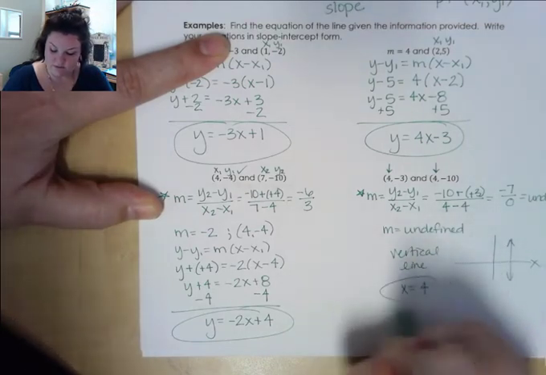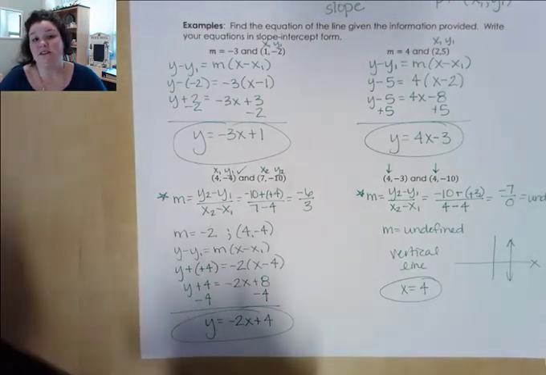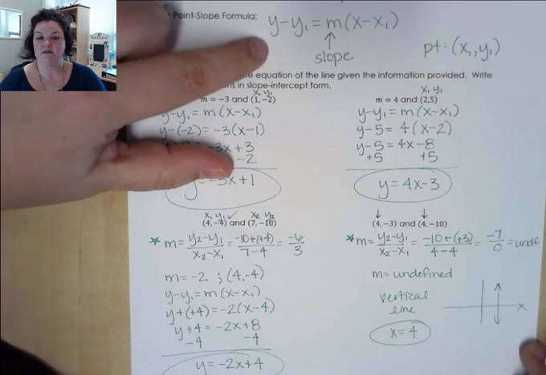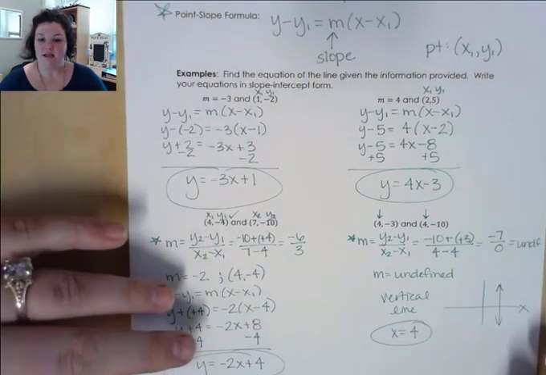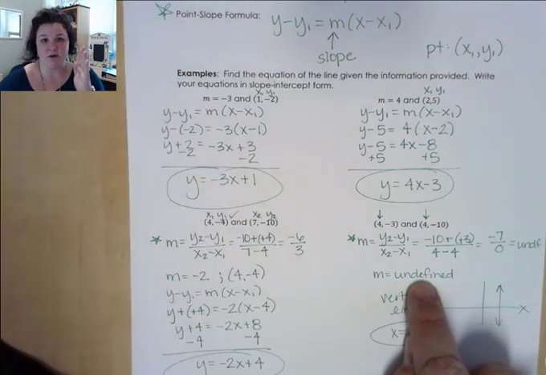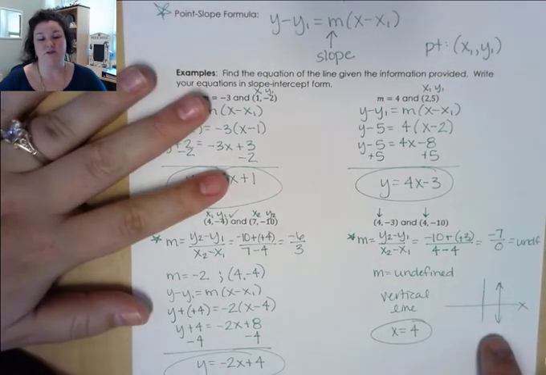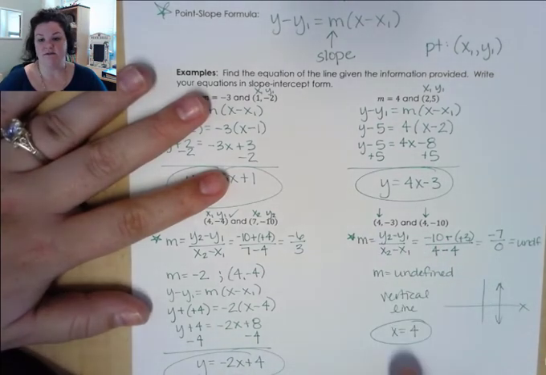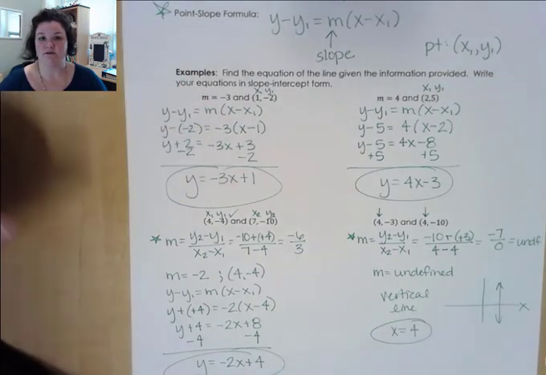x equals 4. So in this case, I didn't even need the point slope formula, right? I didn't need this formula up here because I knew that as soon as I saw an undefined slope, it had to be a vertical line. A vertical line goes through an x value, and the x value that these 2 points share is 4. So it has to be the line x equals 4.